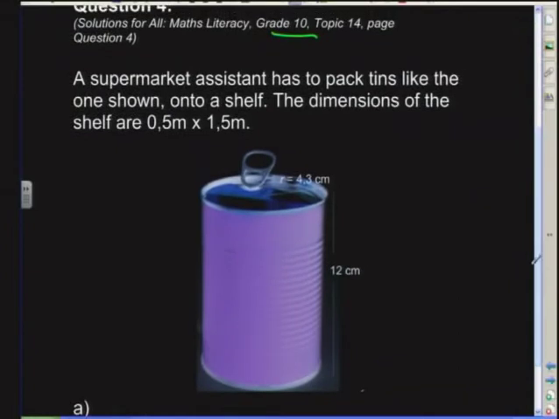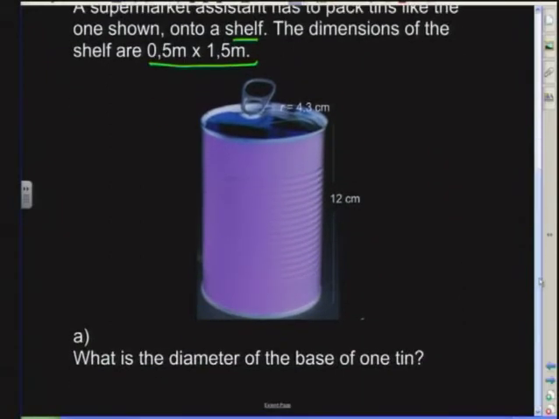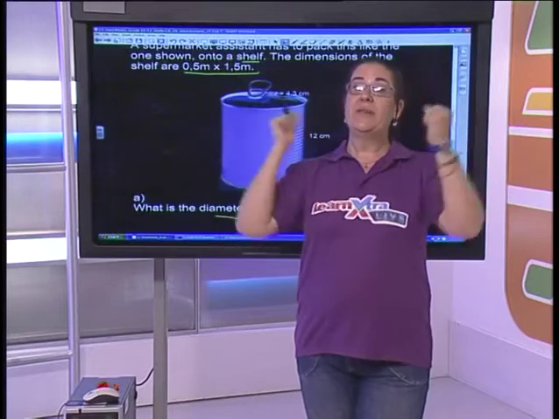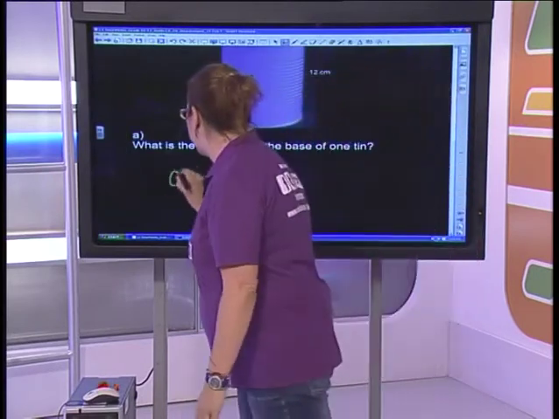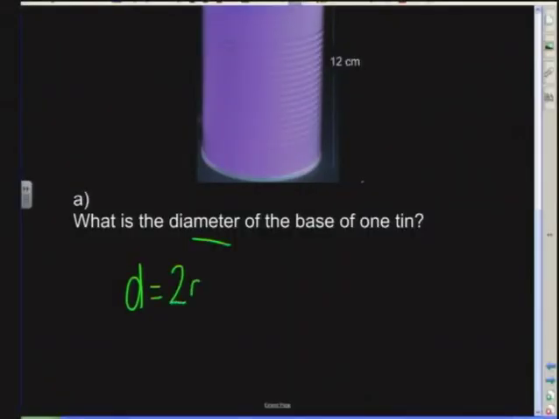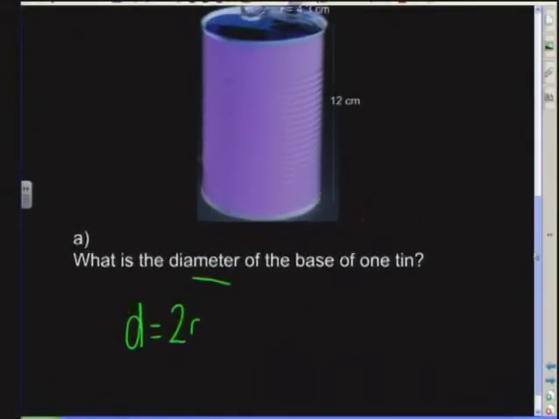The supermarket assistant has to pack tins like the one shown onto a shelf. The dimensions of the shelf are 0,5 meters by 1,5 meters. And this is our tin. So our tin has a radius of 4,3 centimeters, and it has a height of 12 centimeters. First question is, what is the diameter of the base of one tin? So quite easily, we'd already discussed what the diameter and the radius were. So we know that the diameter is equal to 2 radii, and I know my radius is 4,3.